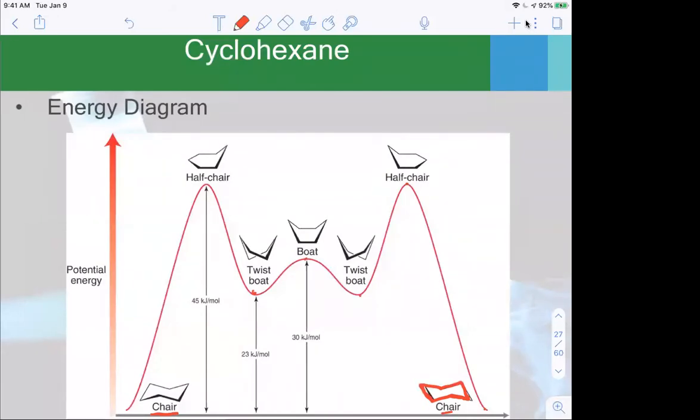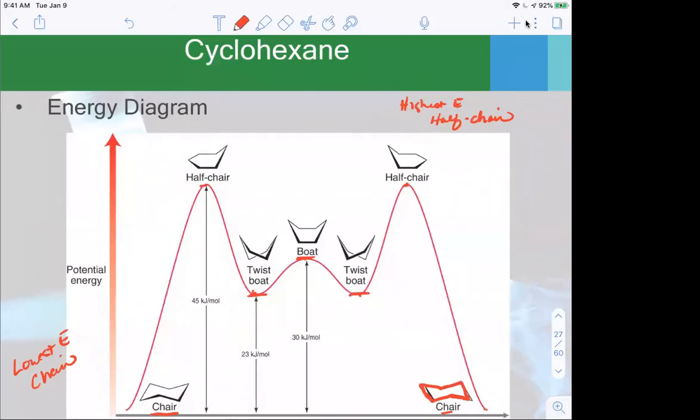But notice, my lowest energy is the chair. So that's my lowest energy conformation. My highest energy is going to be the half chair. And then I have these twist boats, which are also energy minima. So they're not the highest energy conformation, but they're much less stable than a chair. And then my boat is an energy maximum, but it's much more stable than my half chair.